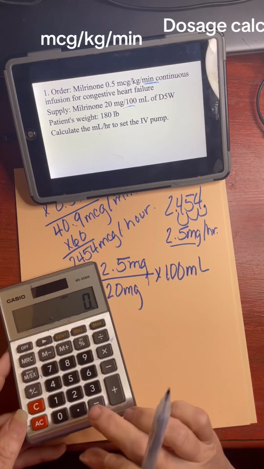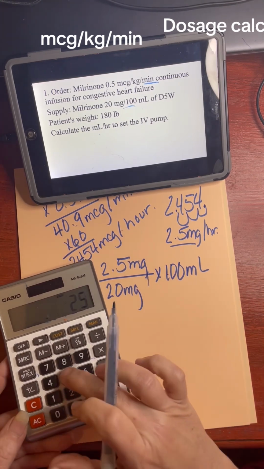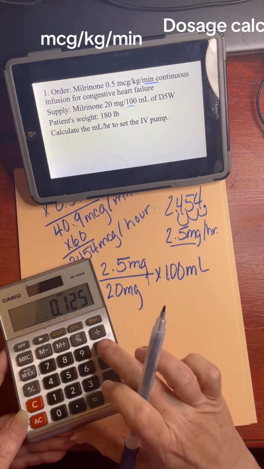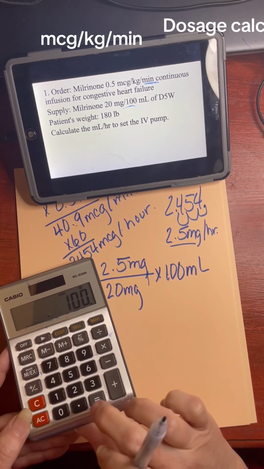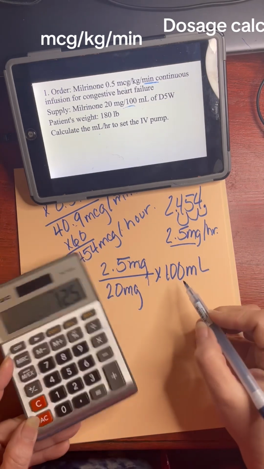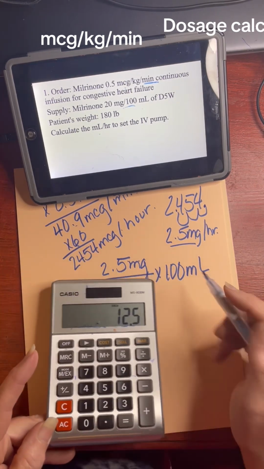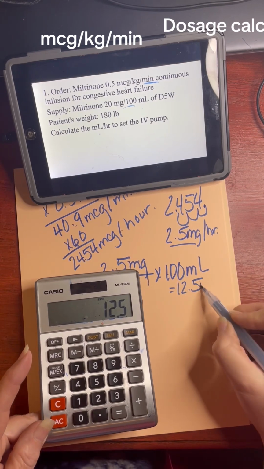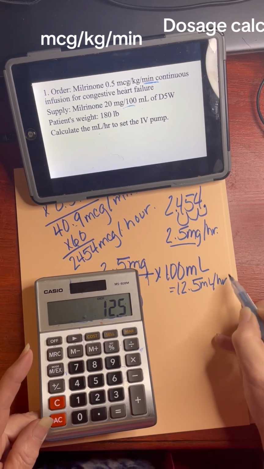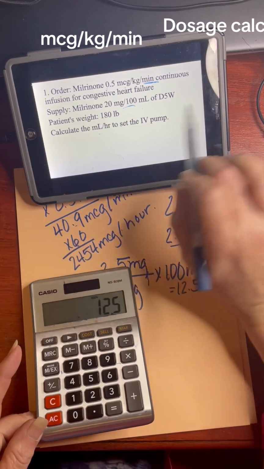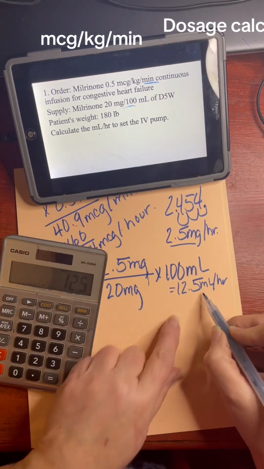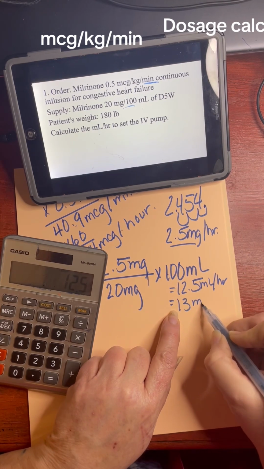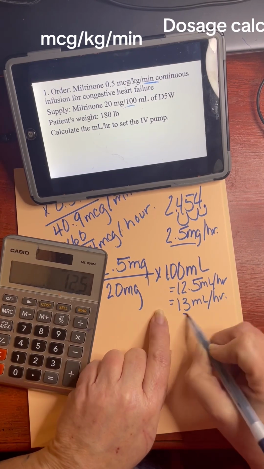So here we go. Come on, let's do it together. 2.5 divided by 20 equals, don't look, you're not done, times 100. You see what that is? Equals 12.5 milliliters per hour. Now, she didn't say in here nothing. So I'm rounding it to a whole number, 13 milliliters per hour. That would be the answer.